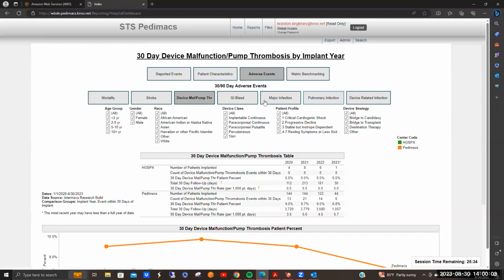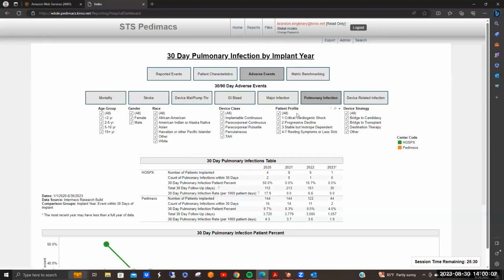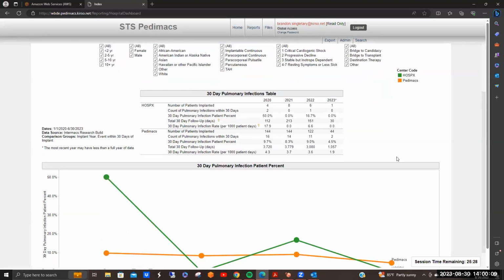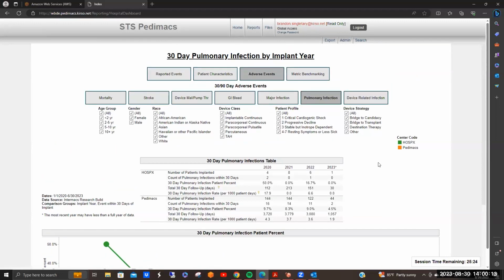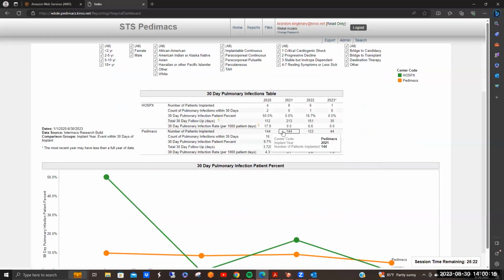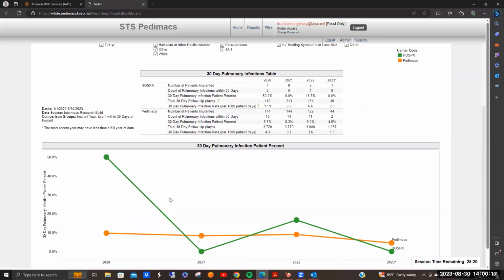I will go to, let's see, pulmonary infection. Yes, so pulmonary infection has some for this random sample. As you can see, it provides you, again, this table, as well as a figure showing that trend line over the last 4 years.